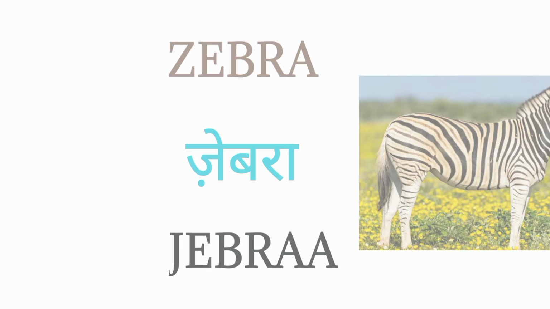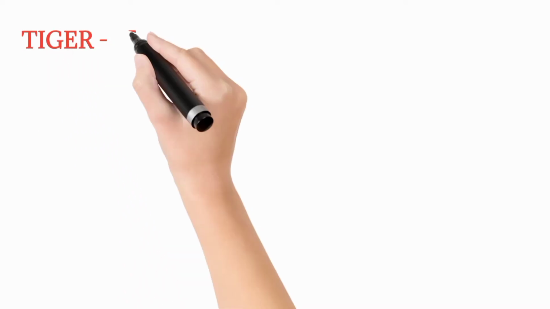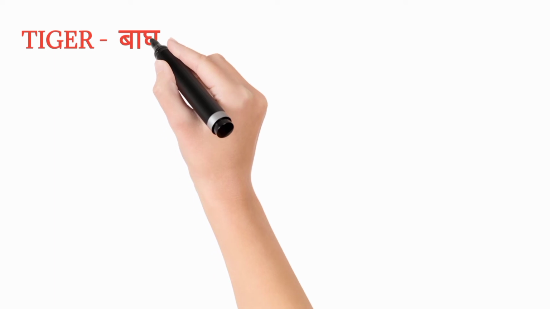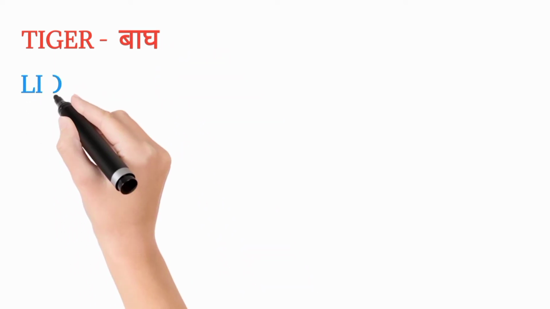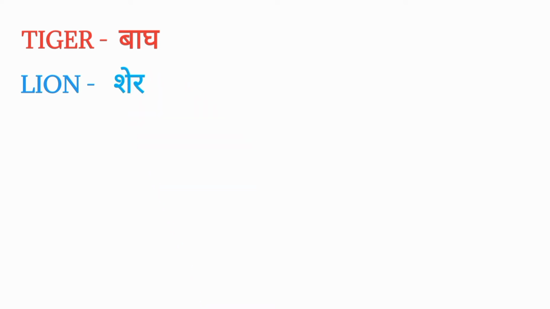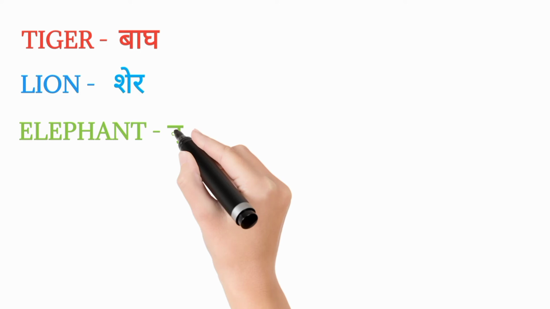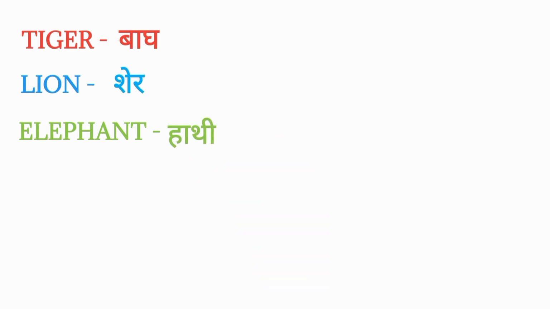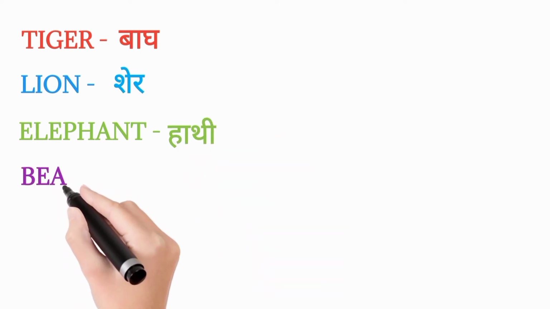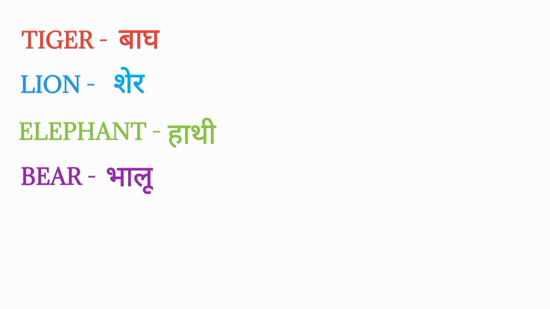Now we will recall everything at once. Okay children? First one is tiger. For tiger it is bag. And for lion it is sher. Next one is elephant. For elephant it is hathi. Next one is bear. For bear it is balu.